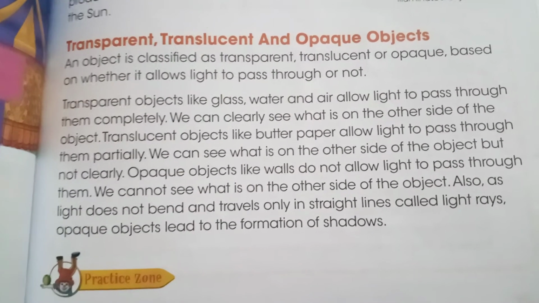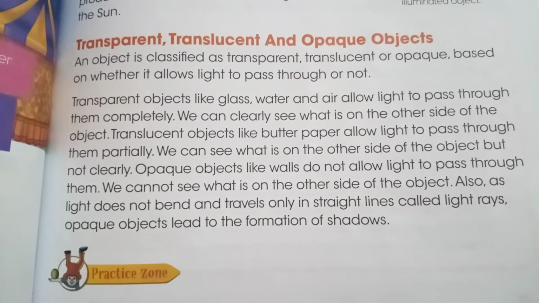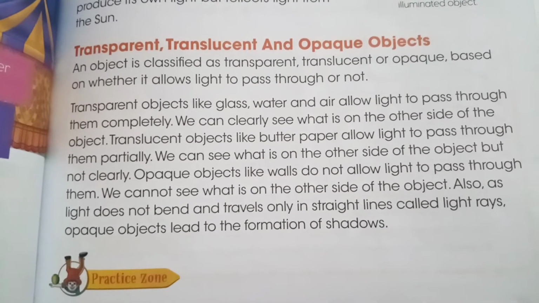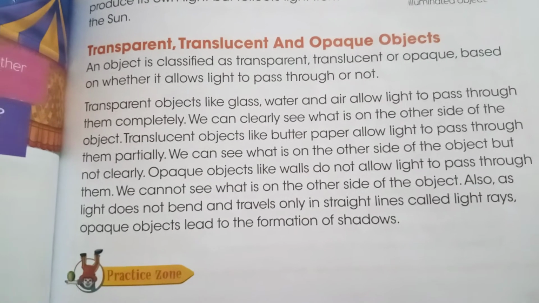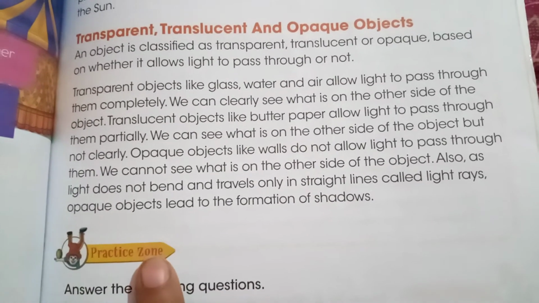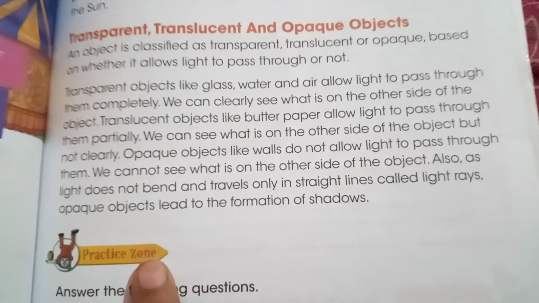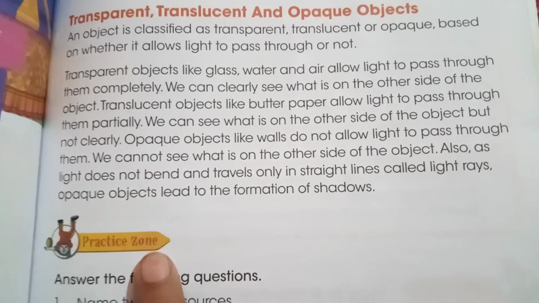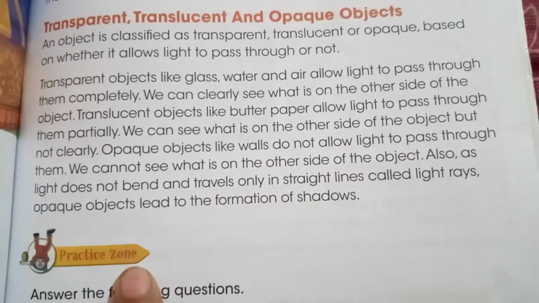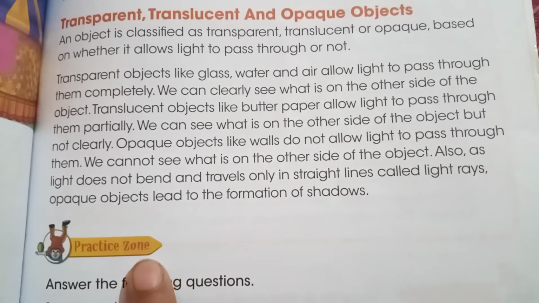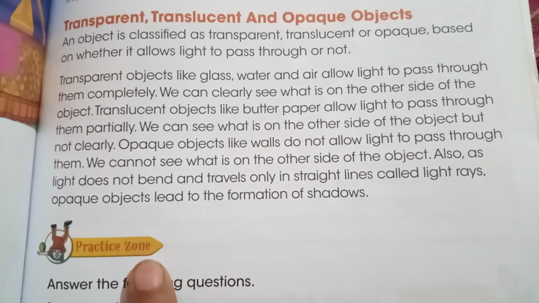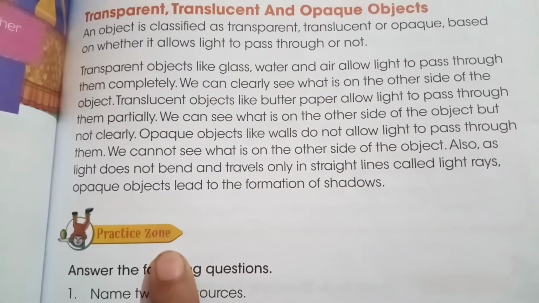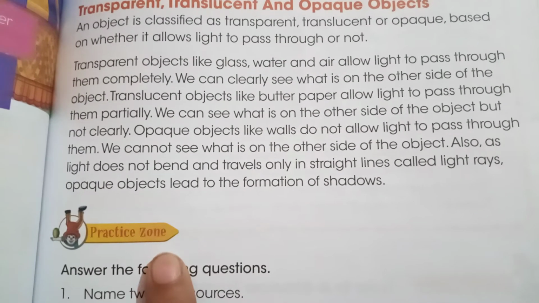Now, what are translucent objects? Translucent objects allow light to pass through them partially. Partially, like we can see what is on the other side of the object, but not very clearly, as we do through transparent objects. These are the translucent objects, like butter paper. When you look through the butter paper, you can see some glimpses that there is something on the other side, but not very clearly.